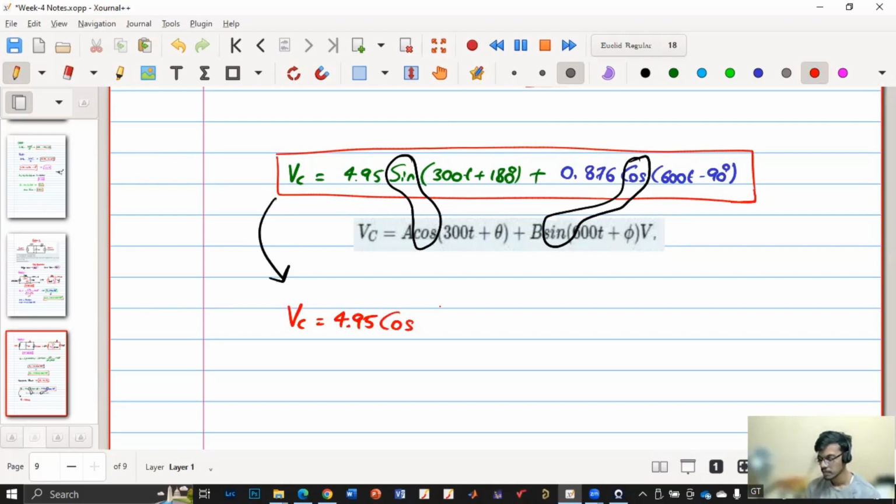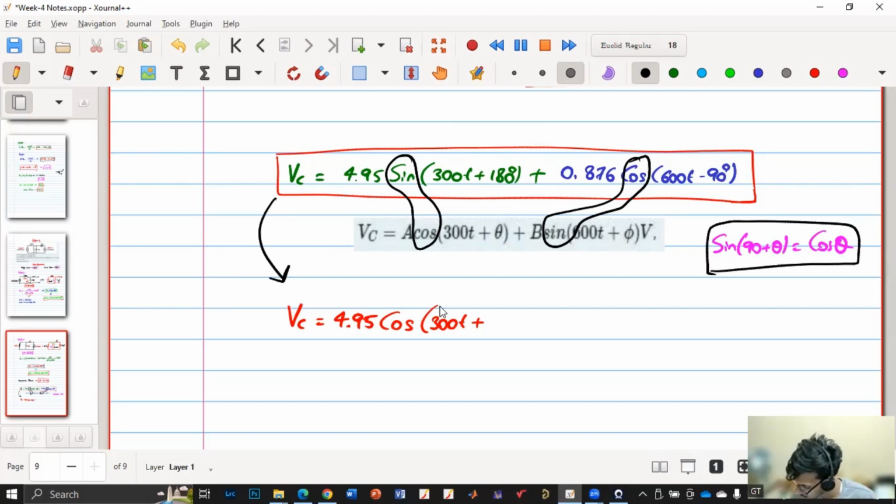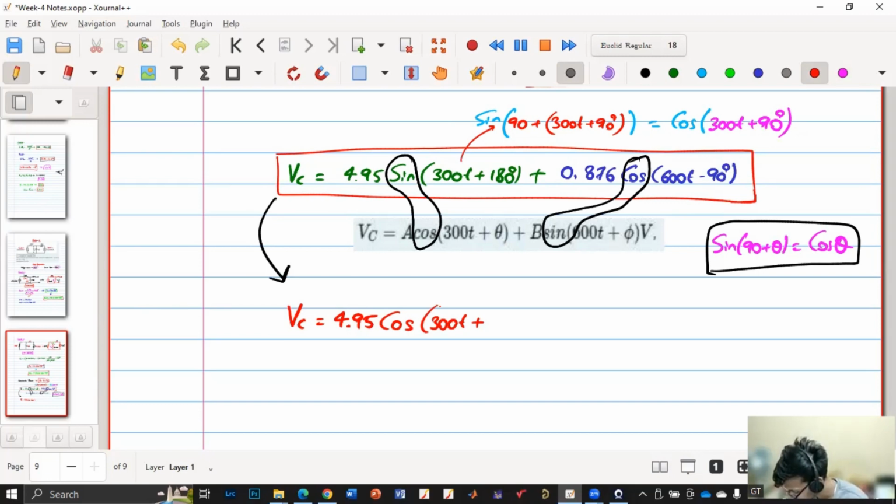So can you tell me what will be the expression 4.95 sine to cos? Sine 300t plus 180 degrees will be cos what? You use this: sine of 90 plus theta is equal to cos theta. Now tell me what is theta. Ninety degrees, right? So it will be cos of 300t plus 90. Understood how I am writing? So this will be 90 degrees.